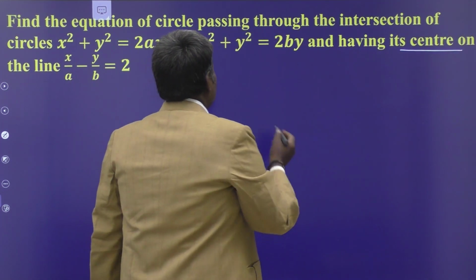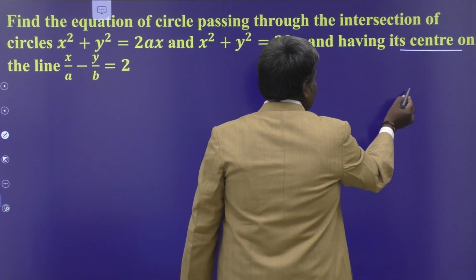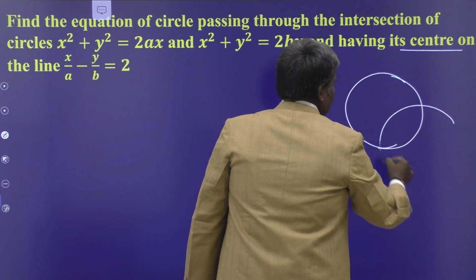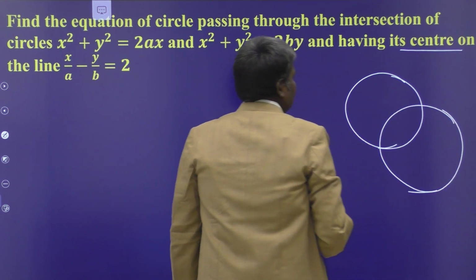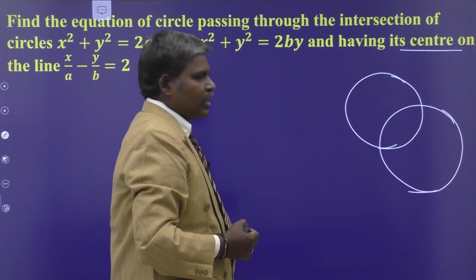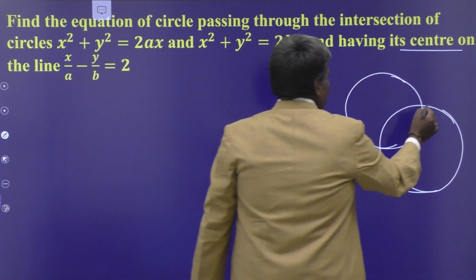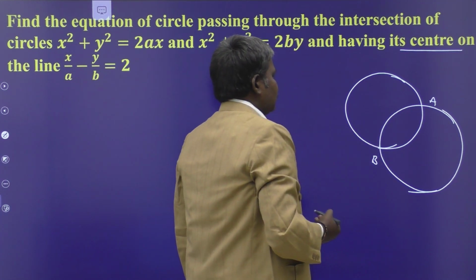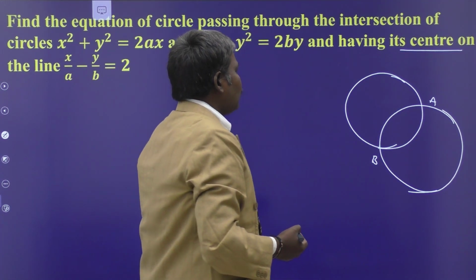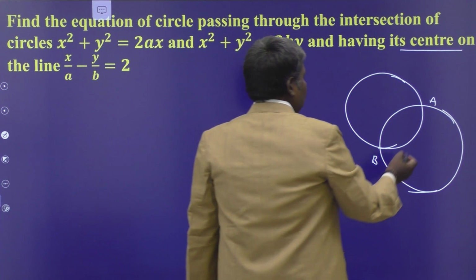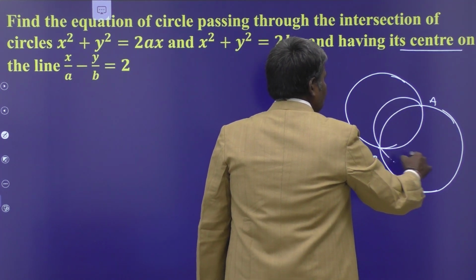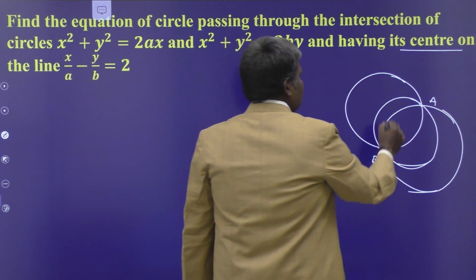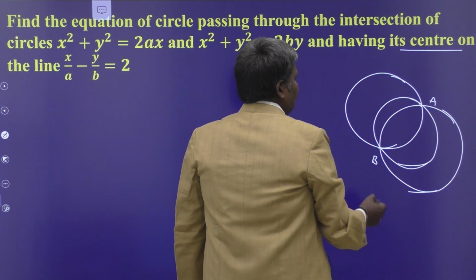Suppose these are the two circles intersecting in this manner. I am going to write the rough diagram. These are the two given circles like that. These two intersect at A comma B say. This is the point of intersection. This is the another point of intersection of the two circles. We are going to find out the equation of circle through A comma B. How many circles can you draw? Infinite number of circles you may draw. This is one of the circles passing through A comma B.